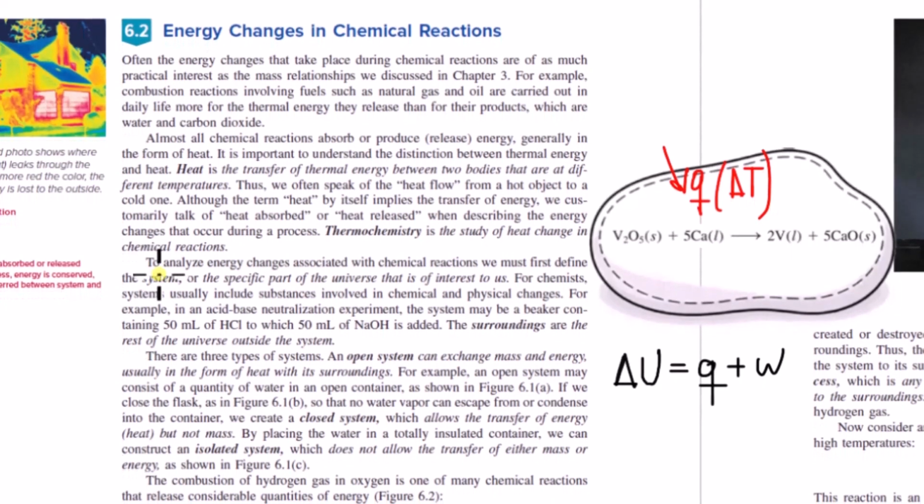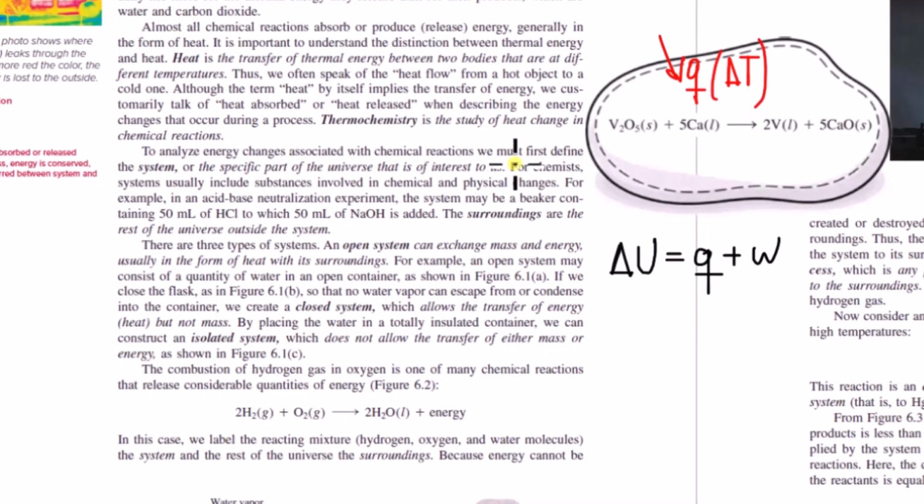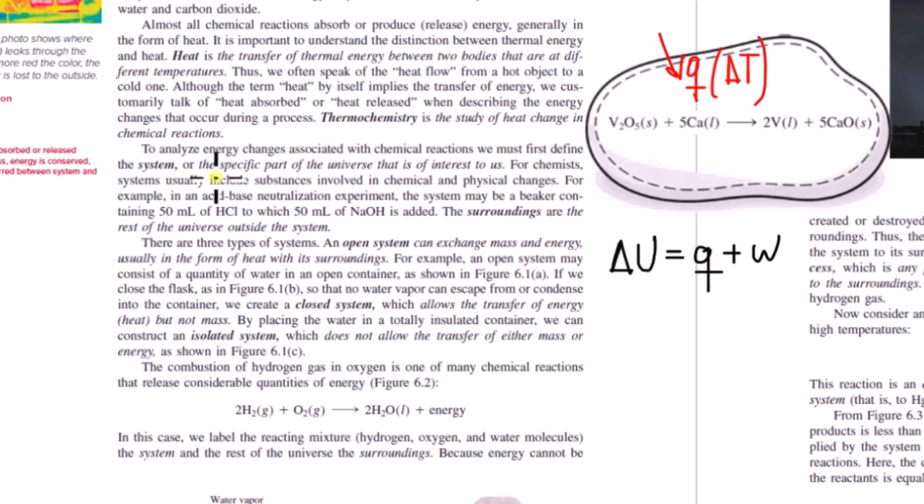Okay, so it says to analyze energy changes associated with chemical reactions, we must first define the system, or the specific part of the universe that is of interest to us. For chemists, systems usually include substances involved in chemical and physical changes. For example, in an acid-base neutralization experiment, the system may be a beaker containing 50 milliliters of hydrogen chloride to which 50 milliliters of sodium hydroxide is added. The surroundings are the rest of the universe outside the system.